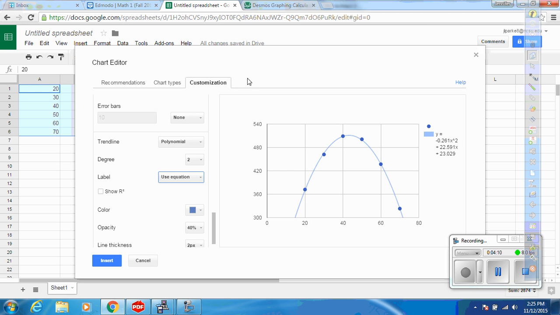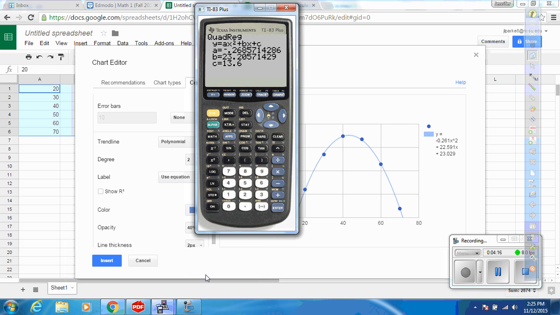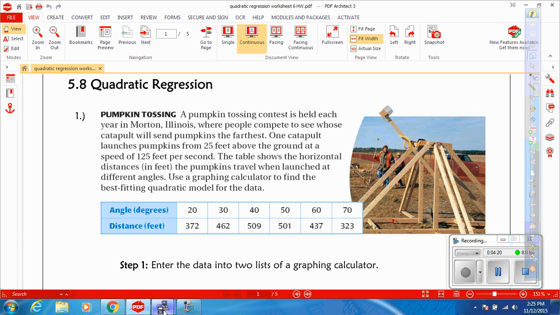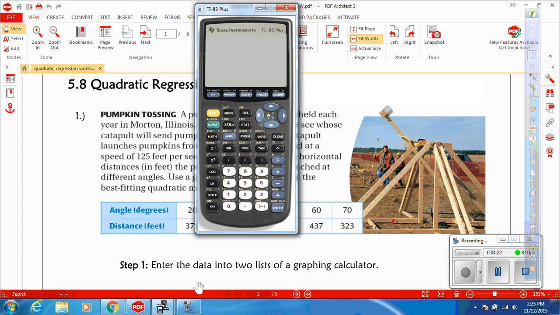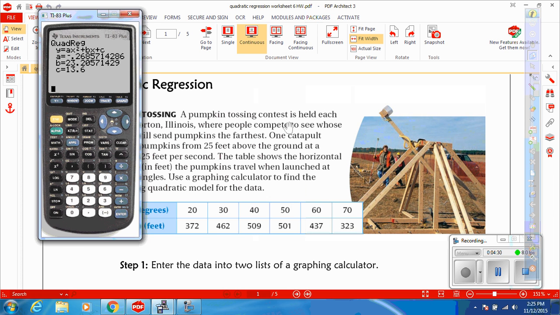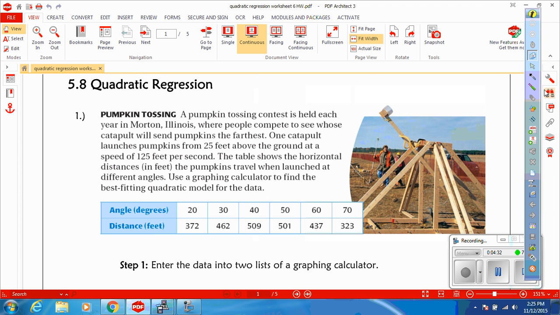So if you don't have a graphing calculator, you do have other options, but that's just something to think about. Unfortunately, on a test or a quiz, you can't use a computer. So a graphing calculator is really your only option. So you're going to have to make sure that you do know how to use this on a graphing calculator. So now we have an equation to go with our problem.